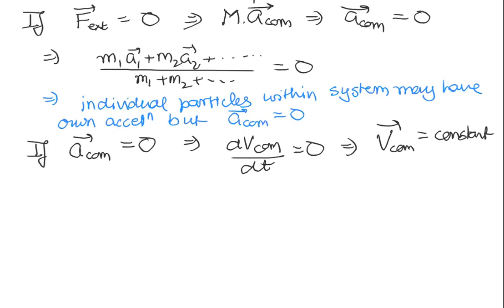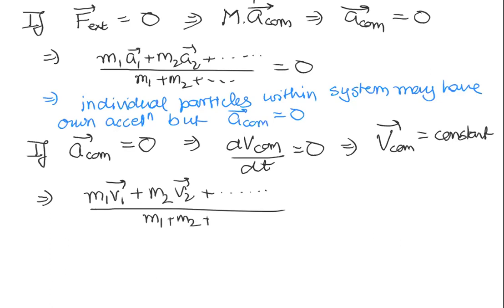And if VCOM is constant, then this means that (M1V1 plus M2V2 and so on) divided by (M1 plus M2) must be constant.